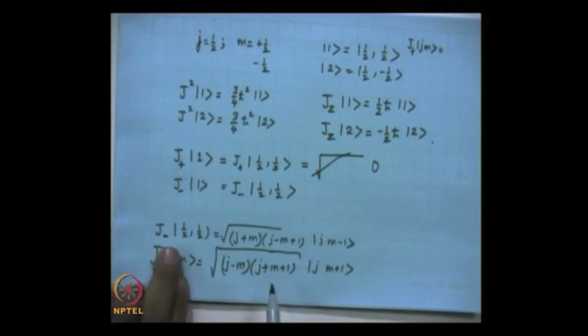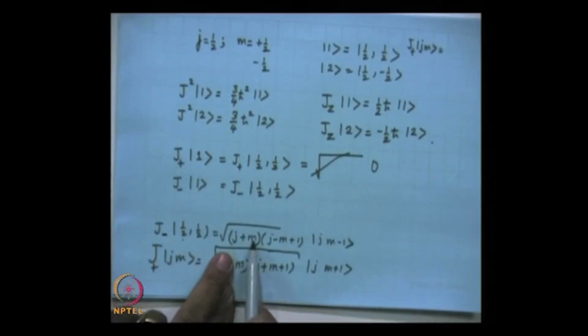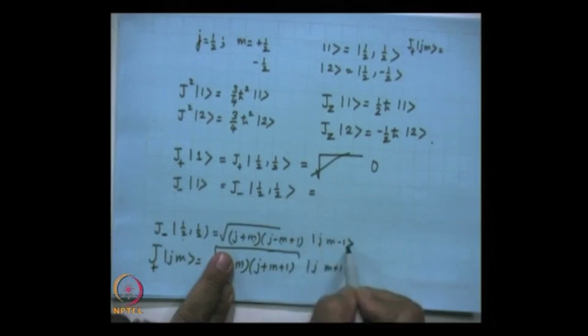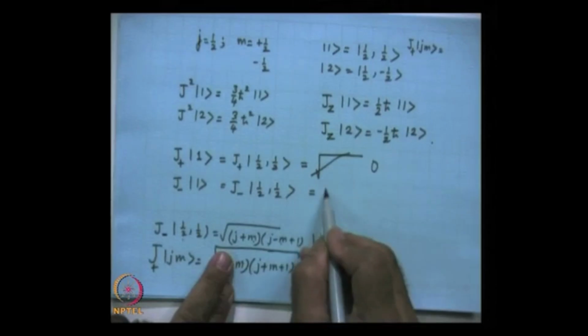So, j is half, m is half. So, half plus half is 1, square root of 1, half minus half is 0, 1. So, this will be ket half, minus half. So, that is ket 2.